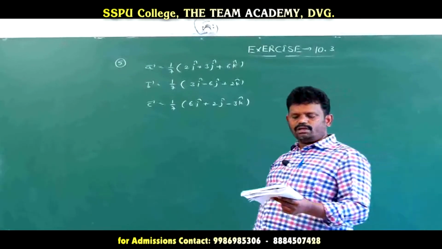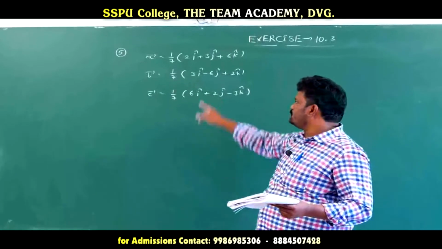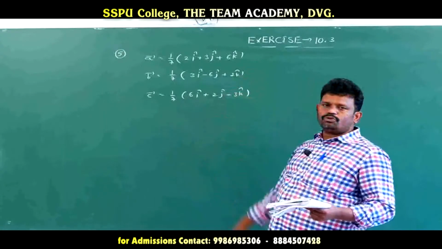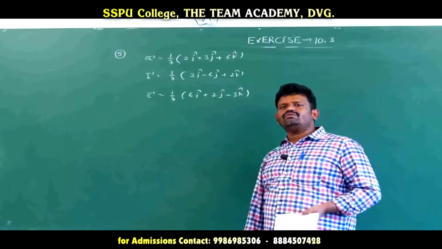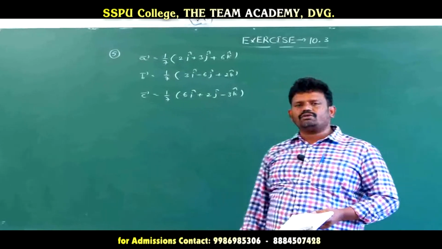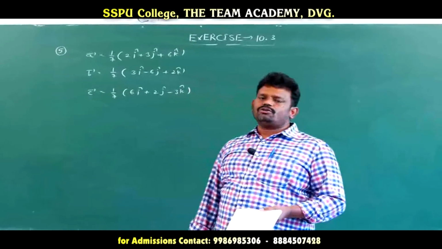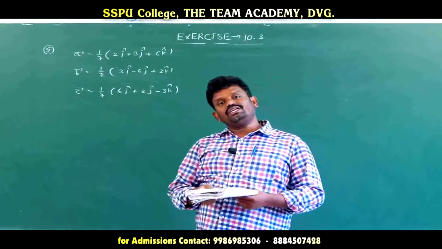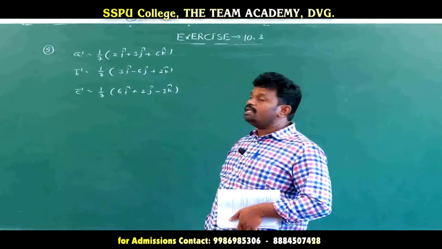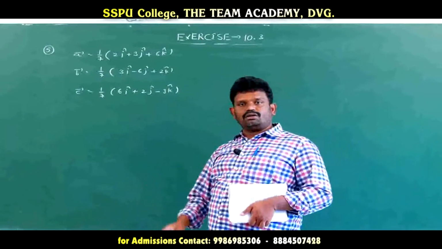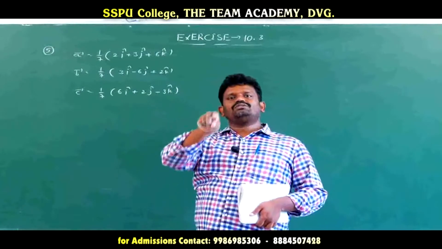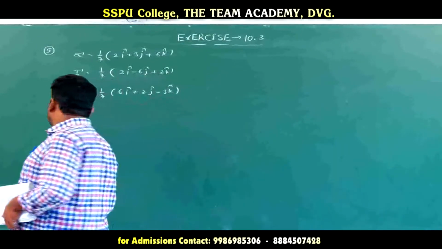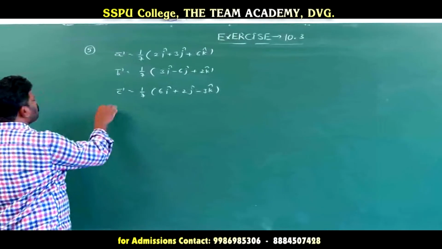Right, fifth question: show that each of the given three vectors is a unit vector. First we prove that these are unit vectors. A unit vector means the magnitude of the vector is equal to 1. And also show that they are mutually perpendicular to each other. Mutually perpendicular means a bar dot b bar, b bar dot c bar, and c bar dot a bar are each equal to 0. So first we verify the unit vector condition.